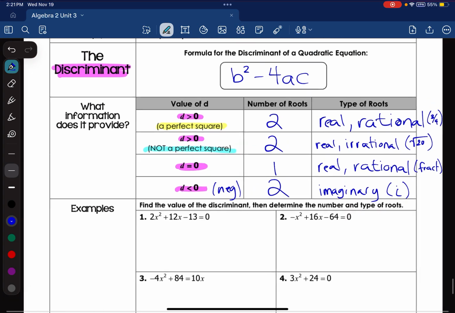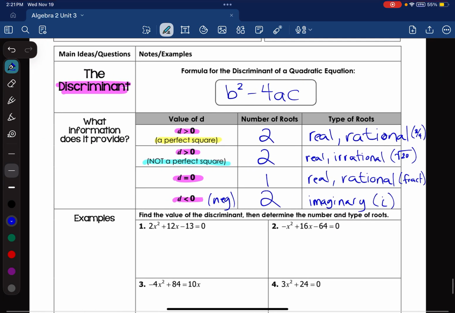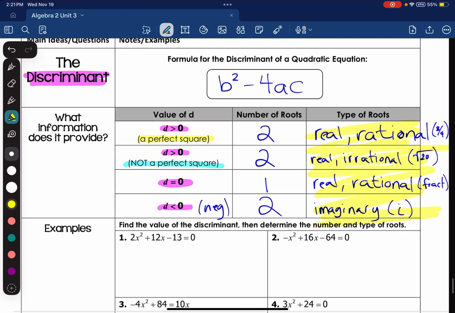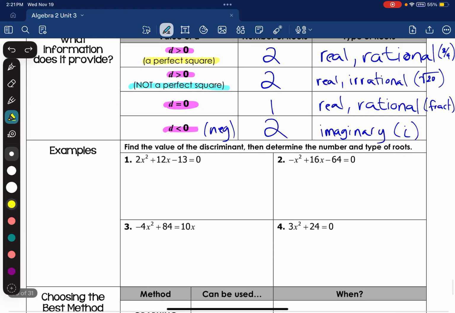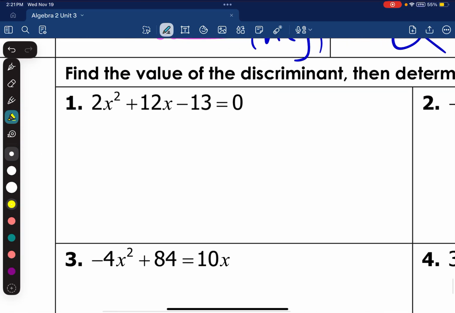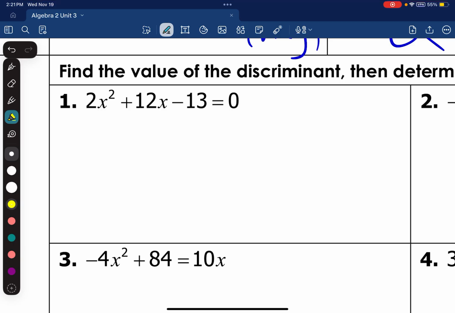Okay, so this chart helps us determine how many answers we'll have and what kind. This kind that we just filled in on the right-hand side, we're going to come back to that to help us choose the best method in a little bit. But first, we're going to practice just finding the discriminant and answering how many and what type of answers we will have. Okay, so we're going to plug this information into our discriminant.